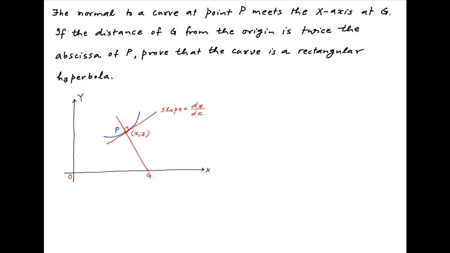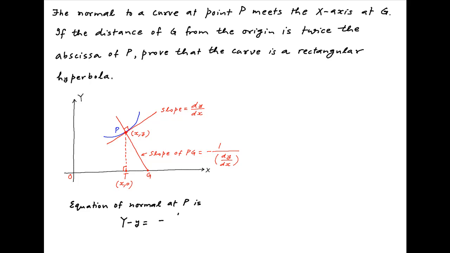So if we drop a perpendicular from the point P onto the x-axis, and let's assume that the foot of the perpendicular is T, then the coordinates of T are x, 0. Now since the normal PG is perpendicular to the tangent, the slope of the normal is equal to minus 1 upon dy upon dx. Therefore, the equation of the normal at point P is given by capital Y minus small y is equal to minus 1 upon dy upon dx, which is the slope, multiplied by capital X minus small x.